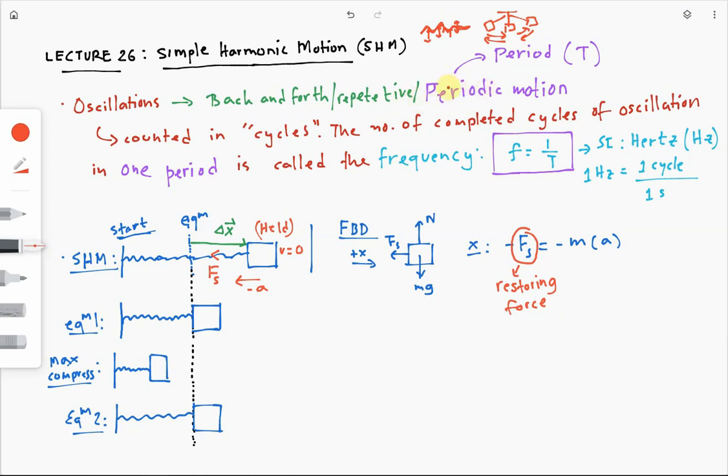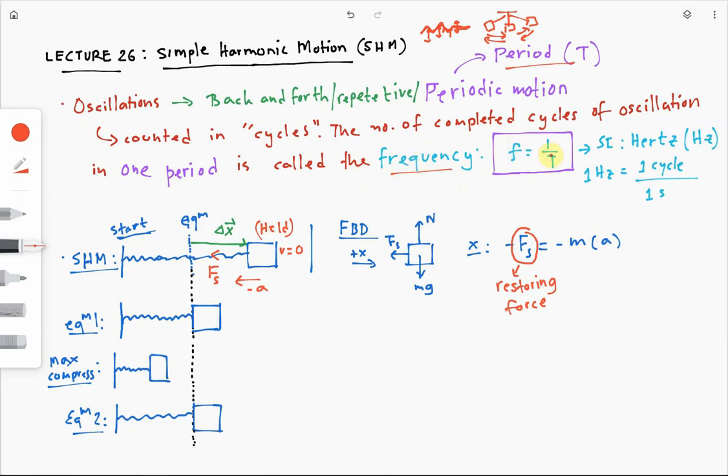Periodic basically means something repeating after a certain period or time, and this period is denoted by a capital T, which is nothing but a certain time after which any oscillation repeats itself. Oscillations are usually counted in cycles of motion because it is repetitive or cyclic motion. Hence, the number of completed cycles of oscillation in one period, the period being the time taken to complete before the oscillation repeats itself, is called the frequency. So this is something that we term for oscillations. The frequency of an oscillation is nothing but the number of completed cycles in one period.